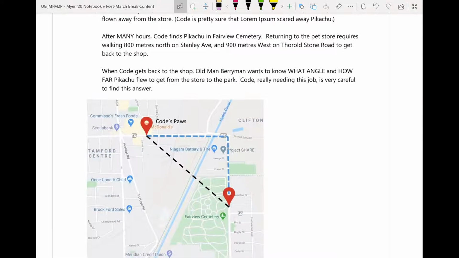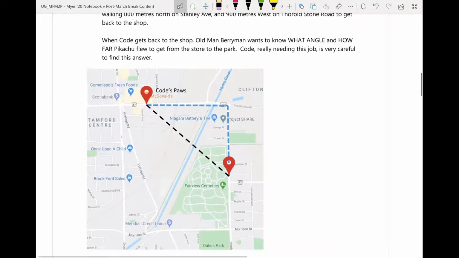So anyway, we walked 800 meters north on Stanley Avenue and 900 meters west on Thorlestone Road to get back to the shop, which conveniently is really close to the McDonald's. When Code gets back to the shop, Old Man Berryman wants to know what angle and how far Pikachu flew to get from the store to the park. So we want to know this distance right here, and we want to know what angle Pikachu flew from. Pikachu flew from this direction here, so let's find this angle there. Let's do the distance first.